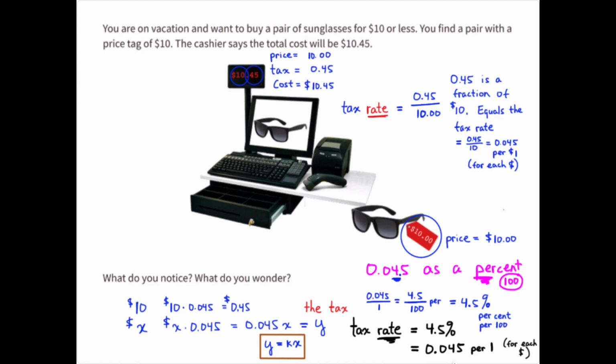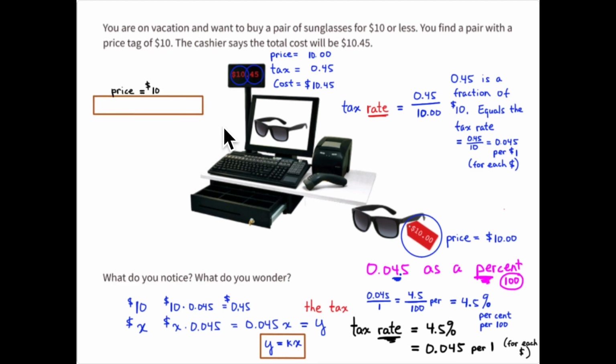That's 45 thousandths of a dollar, 45 thousandths per one. So for each dollar, you have to pay 45 thousandths of a dollar. And we're not used to talking about it in that way. So normally you would just say 4.5 cents for each dollar. But that's actually 4.5 hundredths, which is the same as 45 thousandths.